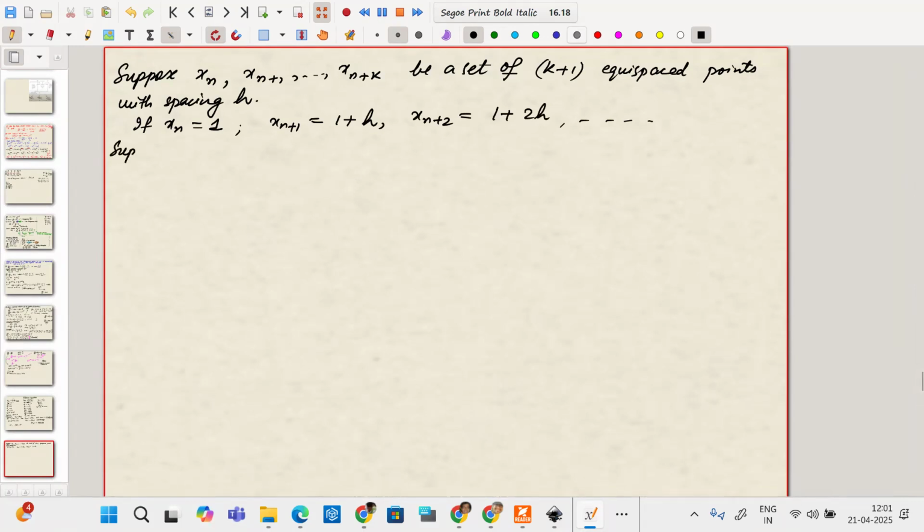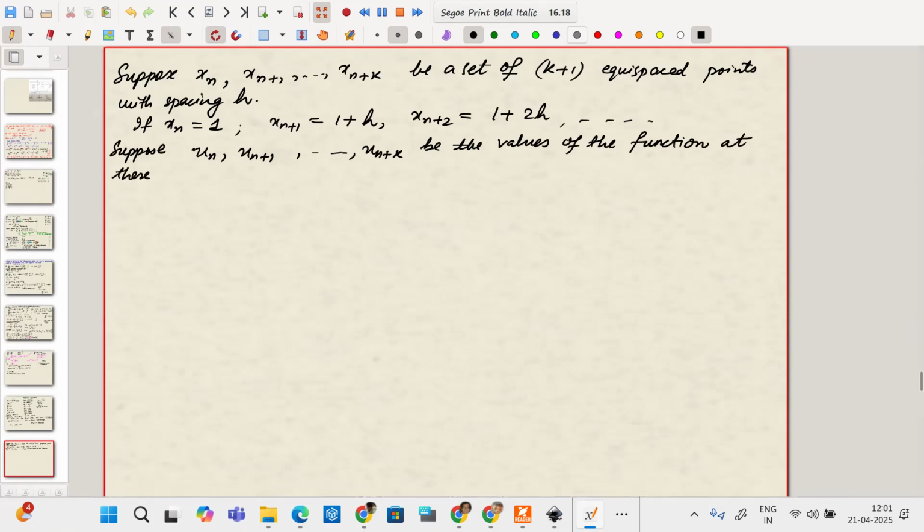And suppose corresponding to each of these points, we evaluate the function at those points, and those values are un, un plus 1, so on till un plus k. These are the values of the function at these k plus 1 points. That is nothing but u of xn. Un is nothing but u of xn. Agree?